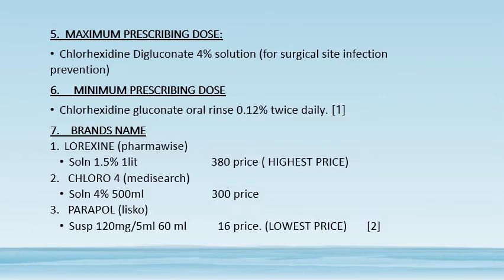What are the brand names with the highest and the lowest price? Chlorhexidine by PharmaWise is a 1.5% solution, and it has the highest price of 380 rupees. The second brand is Chloro4 by MediSearch, a 4% solution, 500 ml, priced at 300 rupees. The third brand, which has the lowest price, is Parapol by Lisco, a suspension of 120 mg per 5 ml, priced at 16 rupees, the lowest price of the brands of chlorhexidine.